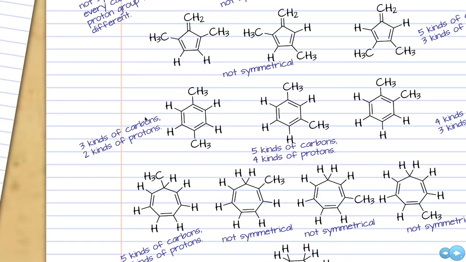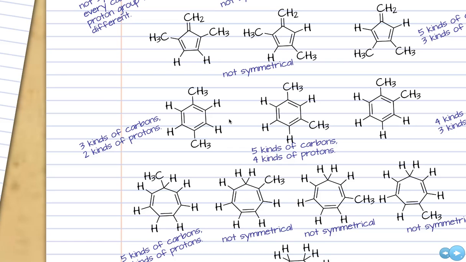That means you've also got a mirror plane that passes through here. So the top of this molecule and the bottom are the same. The sides are the same. This molecule has even more degrees of symmetry. And remember, we've got eight carbons, but we only see three kinds. We've got 10 protons, but we only see two kinds.